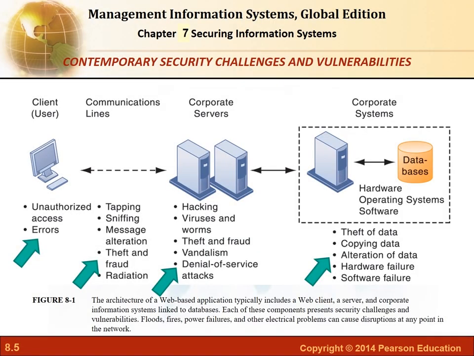This graphic illustrates the types of threats to system security and the points over the network at which these threats are prevalent. Some problems occur at the client computer, others through the network lines, corporate servers, or in corporate hardware and software.